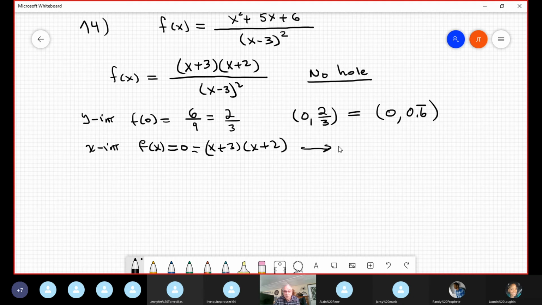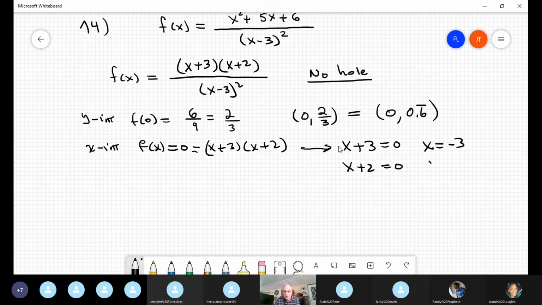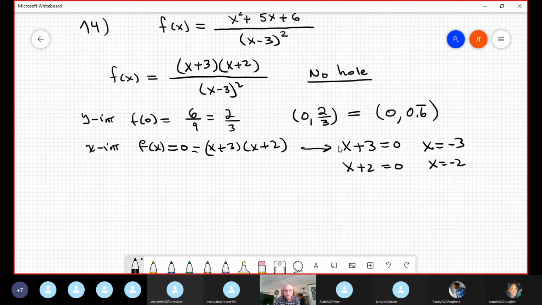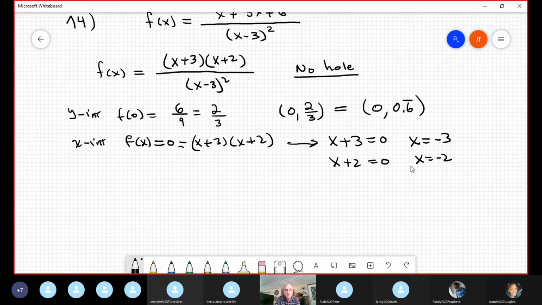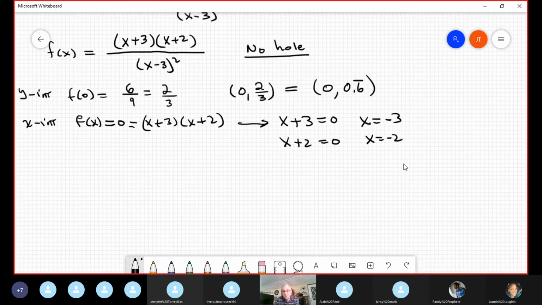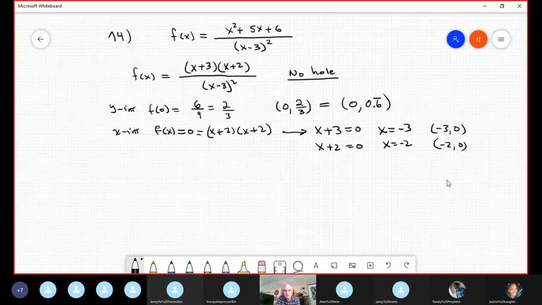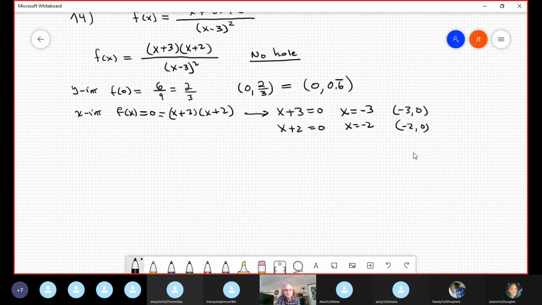You derive two linear equations: x plus 3 equals 0, so x is negative 3, and x plus 2 equals 0, so x is negative 2. We discover two x-intercepts at the points (negative 3, 0) and (negative 2, 0). We finish step 2. Okay, it's basically the y-intercept and the x-intercepts.